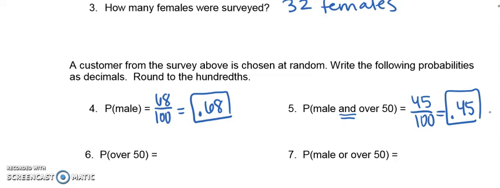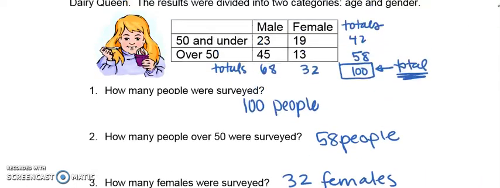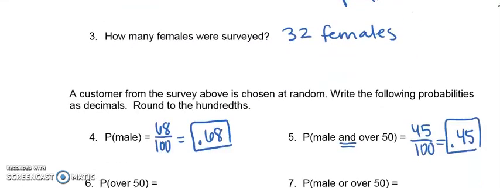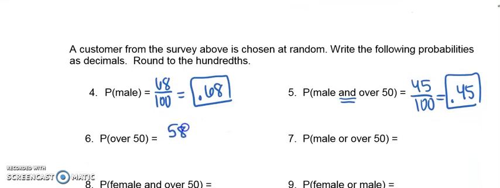Then we want the probability of being over 50. So going up here, over 50, we look at the total here, and it's 58 people. So 58 people out of 100 are over 50. So you have a 0.58 chance choosing someone at random.